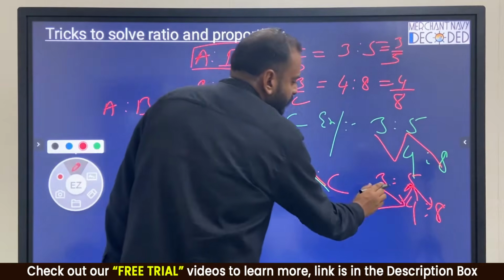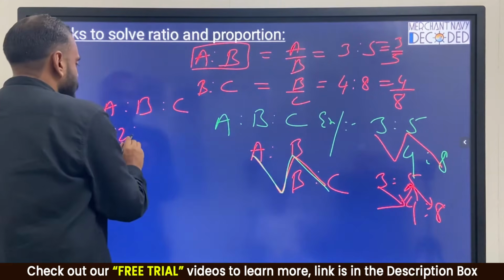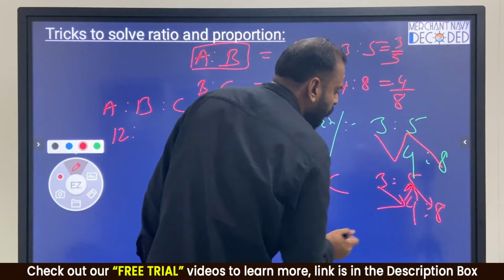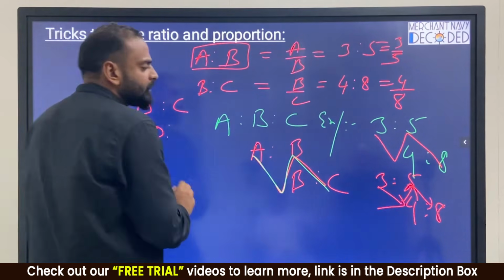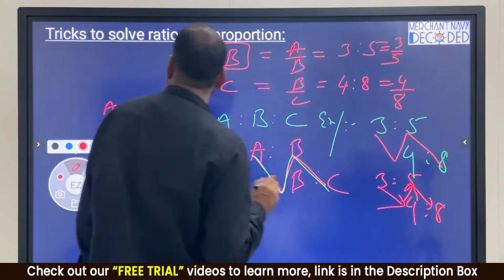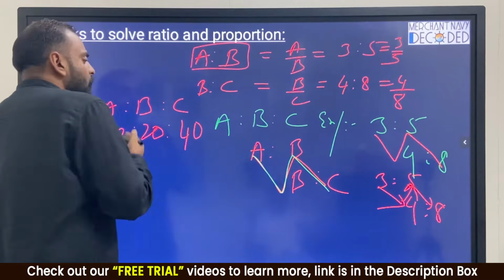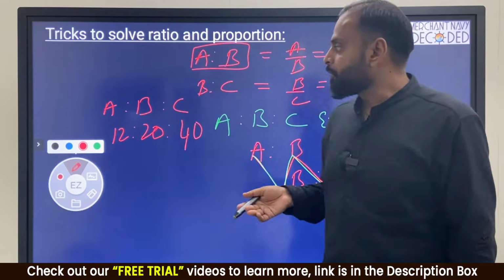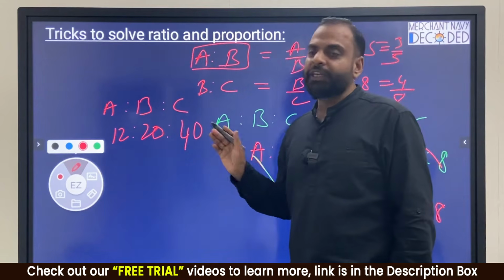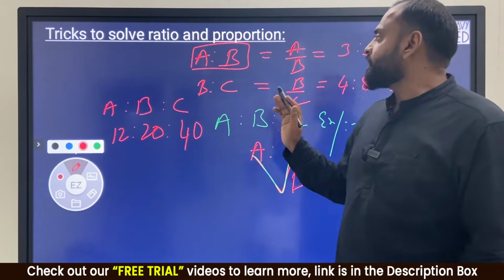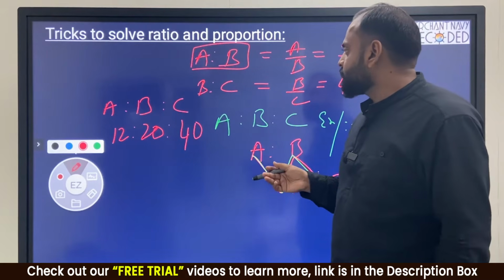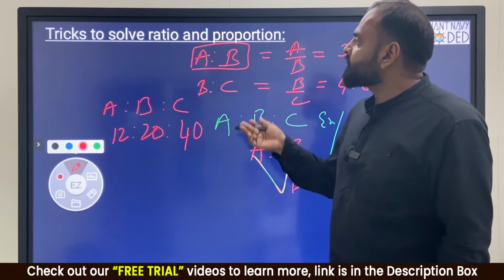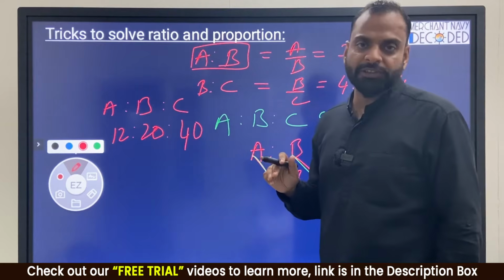So what is the value of 3 into 4? 12. What is the value of 5 into 4? 20. What is the value of 5 into 8? 40. So what is the ratio of A is to B is to C? 12 is to 20 is to 40. And this type of question is frequently asked by many different shipping companies. So this is the trick to solve any ratio and proportion question.